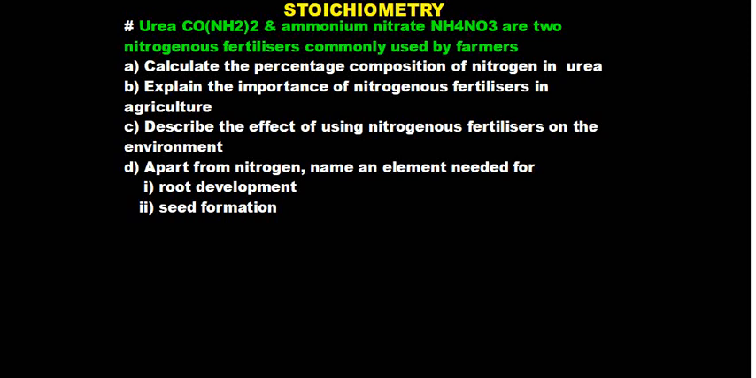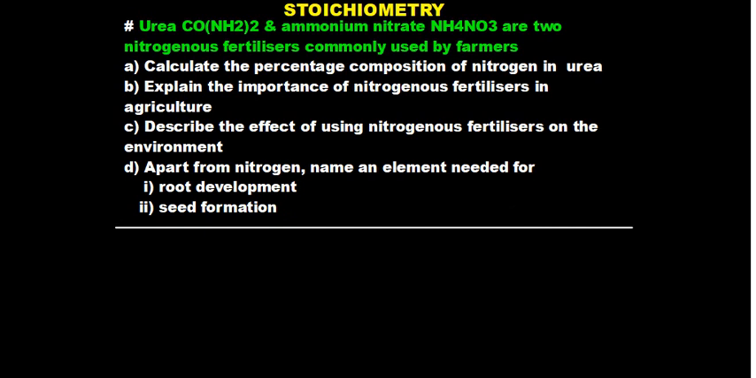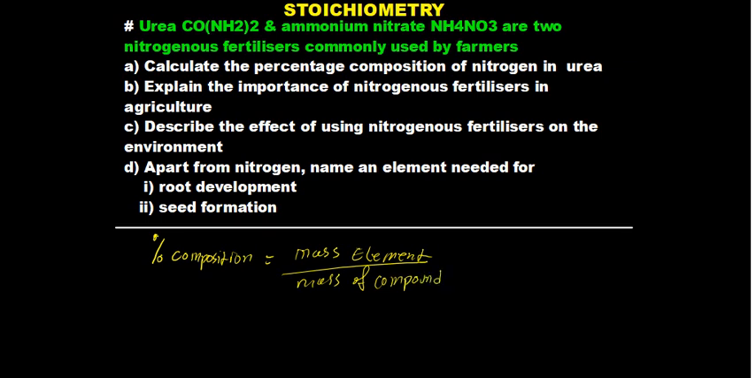The formula that you are going to use for calculating percentage composition is: percentage composition is equal to the mass of an individual element divided by the mass of the compound, in this case using the molar mass, multiplied by 100%.